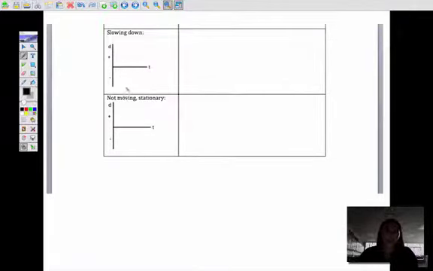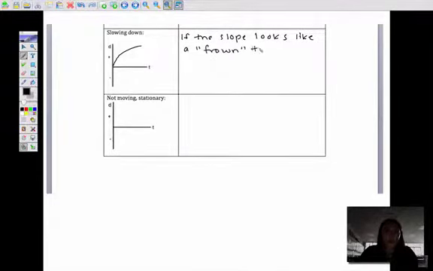Now say an object's slowing down. So it's going to start off with a steep slope because it's going faster, and it's going to get less steep. So instead of a smiley face, it kind of looks like a frown. So if the slope looks like a frown, then the object is decelerating or slowing down.